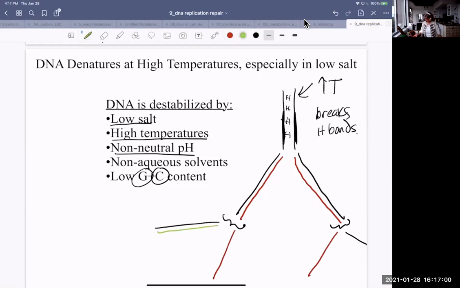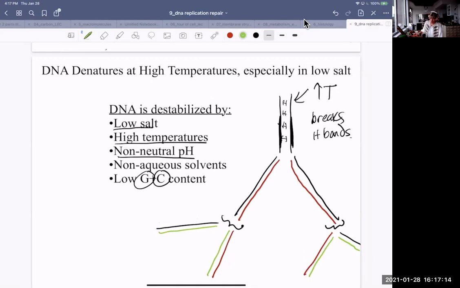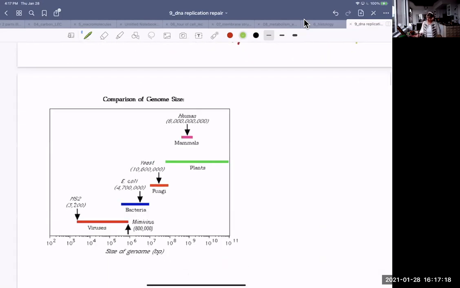And then we'll get new strands. So as you can see, you conserve the old strands along the way. That's called semi-conservative replication. So DNA is very interesting.